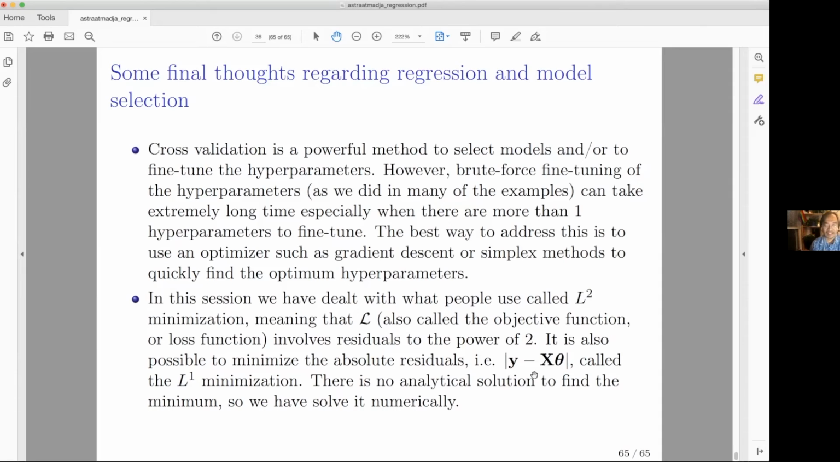Now, because these are absolute values, if we take differentials, generally there is no analytical solution, so we have to solve it by numerical methods. But why do we want to minimize absolute residuals? Because generally it's more robust to outliers. We also have some other ways to reject outliers, which we're going to talk about in a couple of days. So that's everything that I can say.